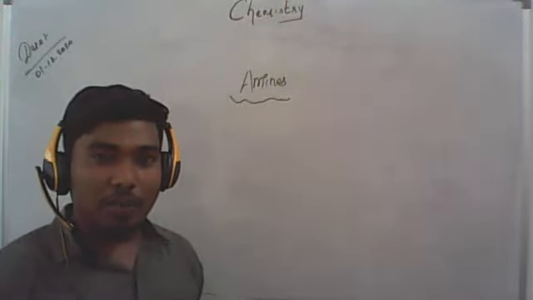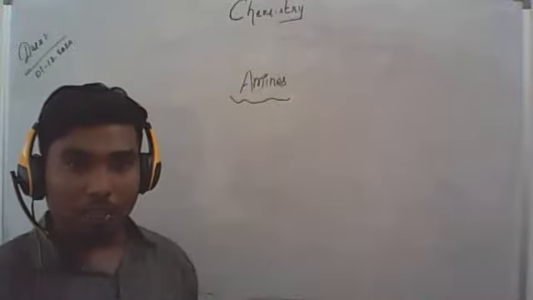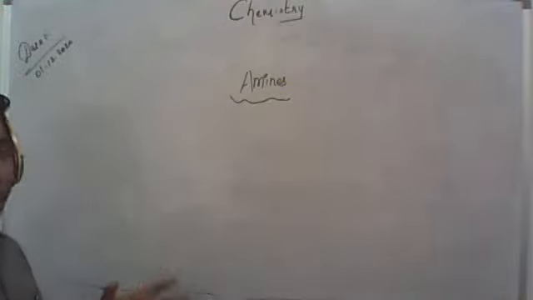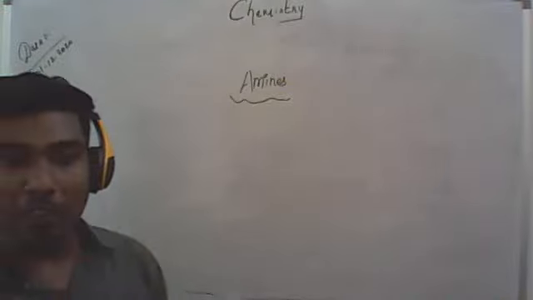Today we are going to discuss a topic from organic chemistry called amines. Okay, unit number 13. So first, let's see what amines are. Amines are the derivatives of ammonia.